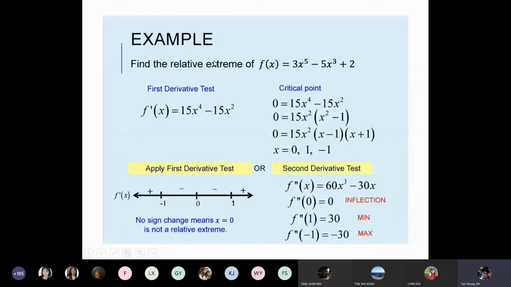Now let's take one example to understand the second derivative test better. Find the extreme value of this function, 3x to the power of 5 minus 5x to the power of 3 plus 2. So what should we do? Just give me some time, I try to create one blank page so that we can do it together.